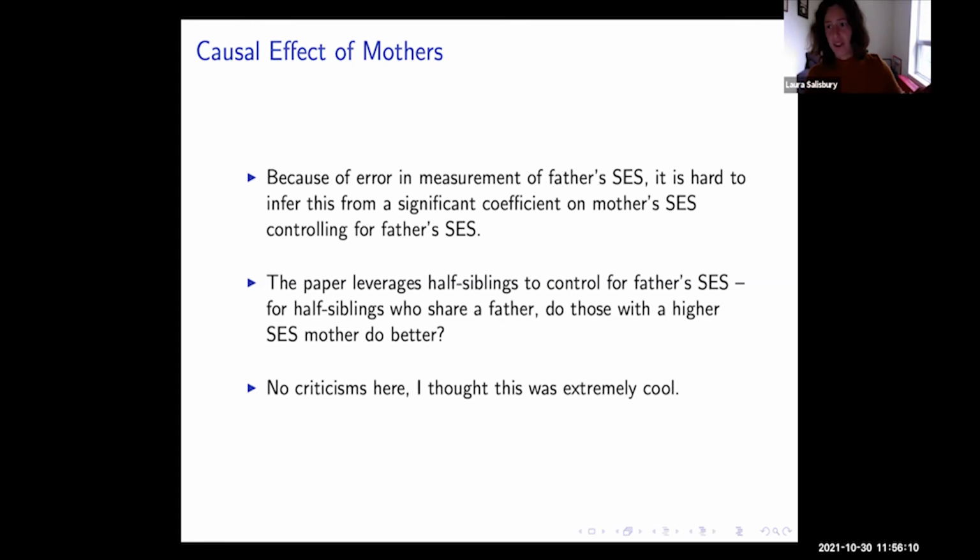So what he does is leverage half siblings, holding one parent constant but varying the human capital of the other parent. What is the effect there? And I don't have any criticisms. This is super cool and smart. Okay, so that's all I've got. I really like the paper. Thanks very much.